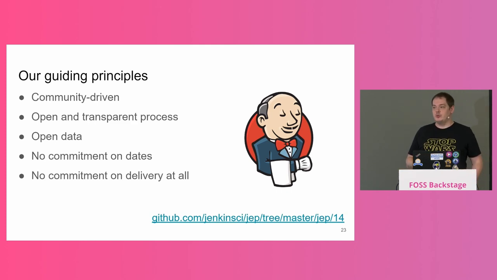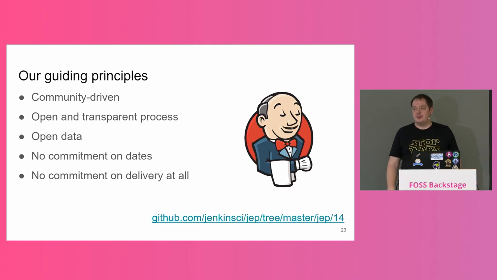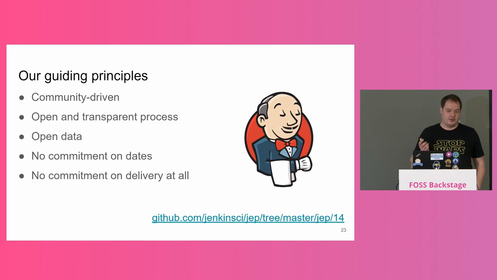First of all, we wanted to have everything driven by the community, so there would be no Jenkins core maintainers team, Jenkins governance board, or other entity defining the roadmap. Everything would be managed by community contributors, and it would be open for participation. The roadmap would be fully publicly accessible. We also wanted open data for various kinds of integrations.